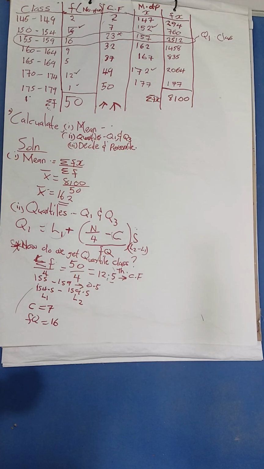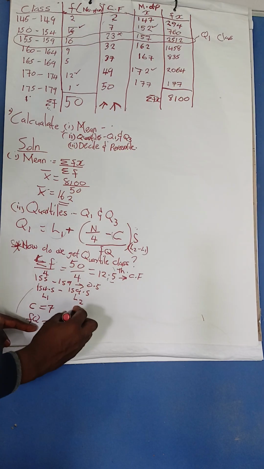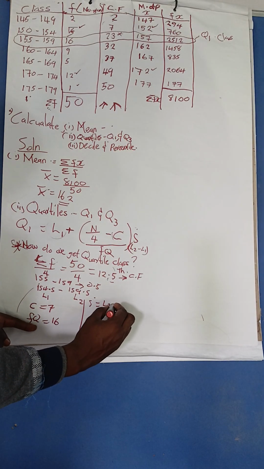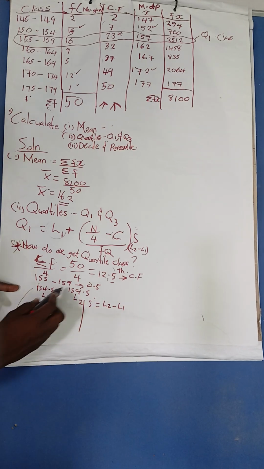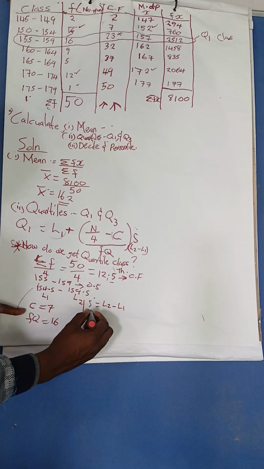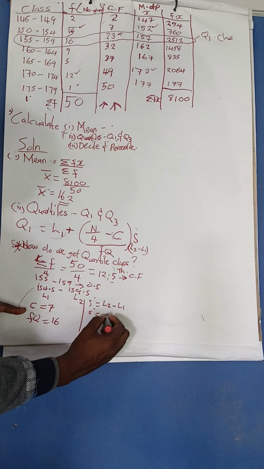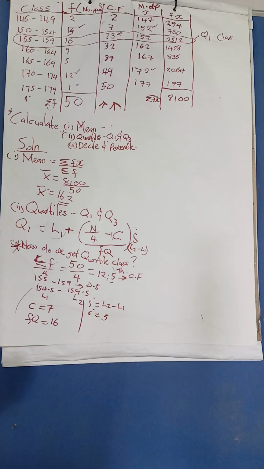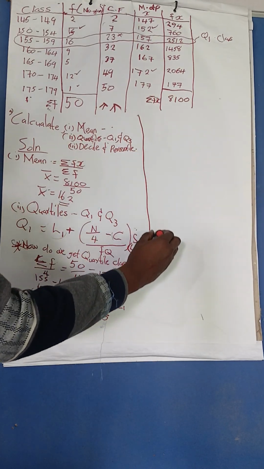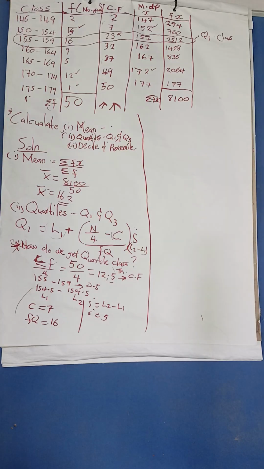Then we do I, the class interval, which equals L2 minus L1. So 159.5 minus 154.5, our I will be 5. Good. So it's just a matter of filling into the formula.